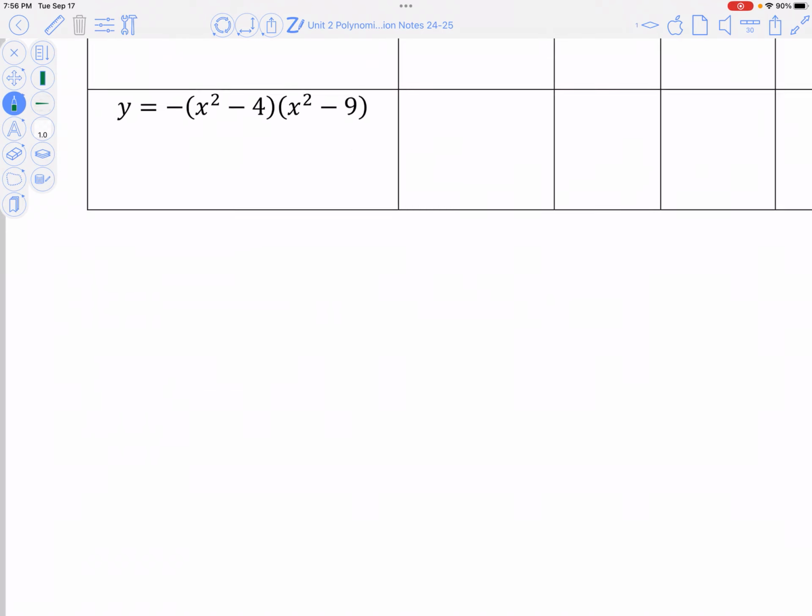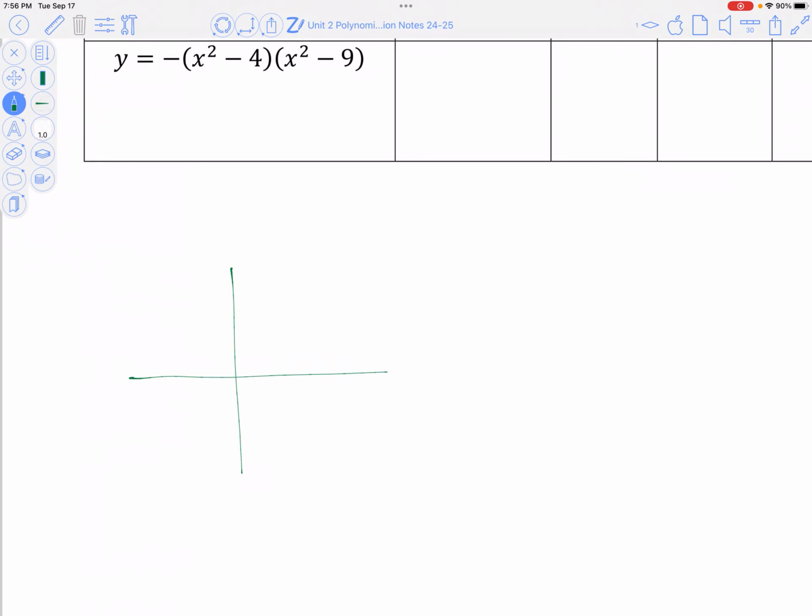This is not your first time being introduced to end behavior. If you remember last year when you had something like negative x squared plus 5x plus 6, when you graphed that, you probably preferred it in vertex form or intercept form, but anyways, you looked at the leading term, and that negative helped you decide if the graph was going up or down, right? Because it was negative, you knew that it went down.